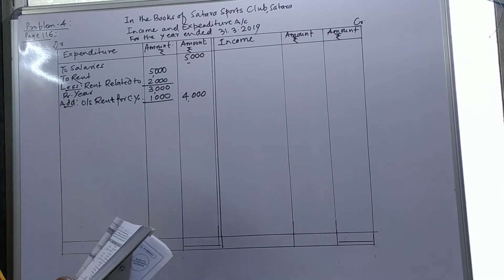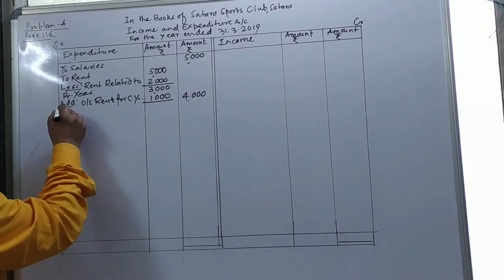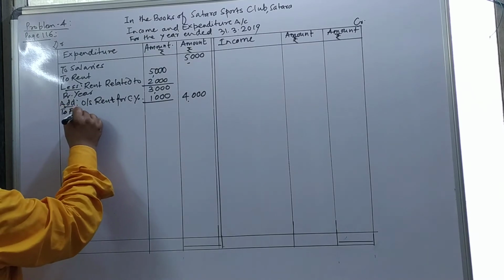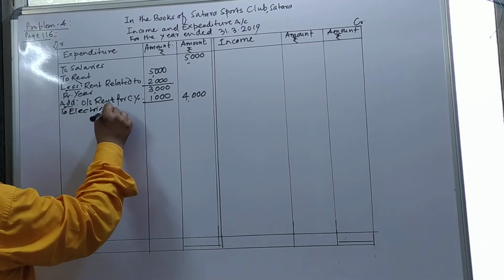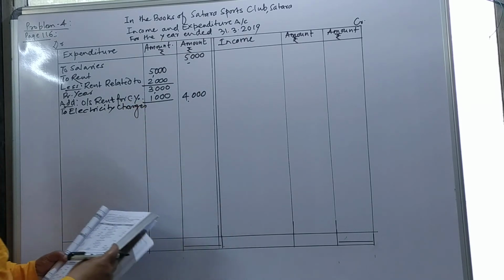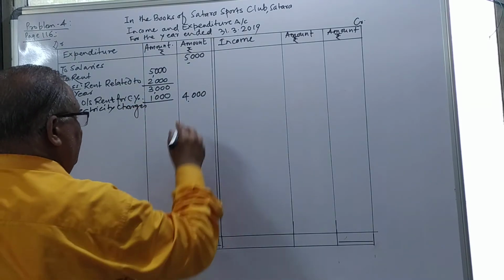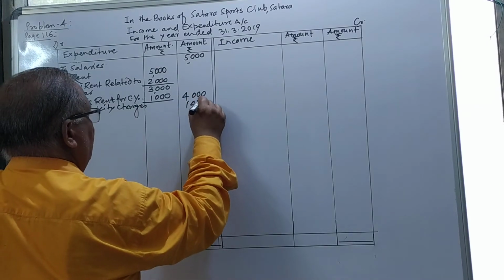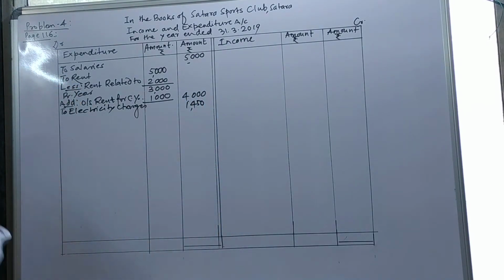Next, electricity charges 1450, no adjustment. I write here electricity charges. There is no adjustment. The amount of electricity charge is given as 1450, no adjustment on this amount. And after that they have given the fixed deposit, 60,000.